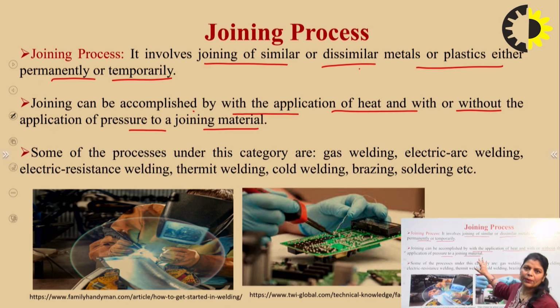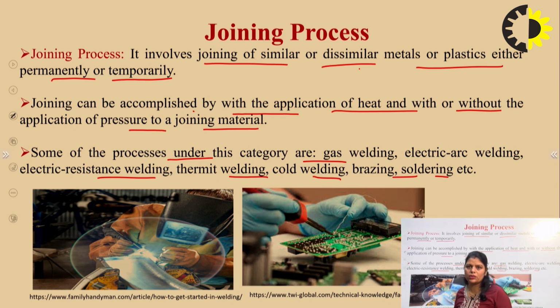Okay, this will depend on which type of welding process we are using for joining these materials. Some of the processes under this category are, for example, gas welding. We can use arc welding, resistance welding, thermit welding, cold welding, brazing, and soldering. So these are some of the welding processes which we can use for joining the material.